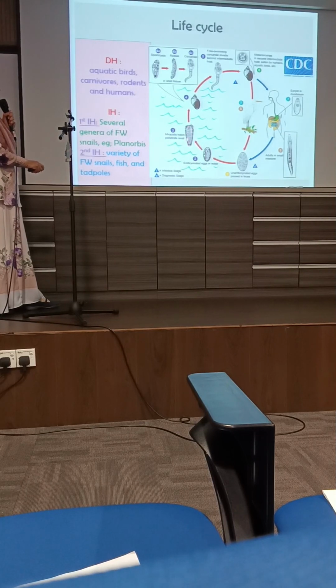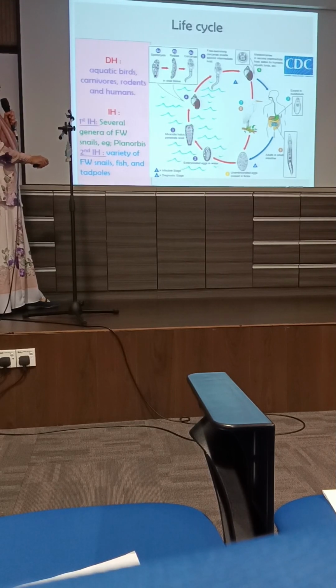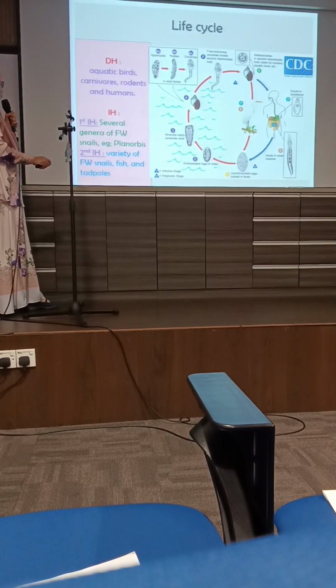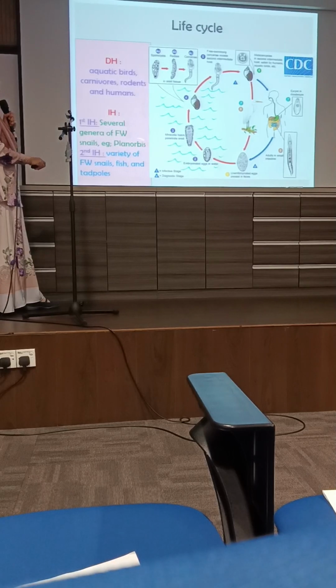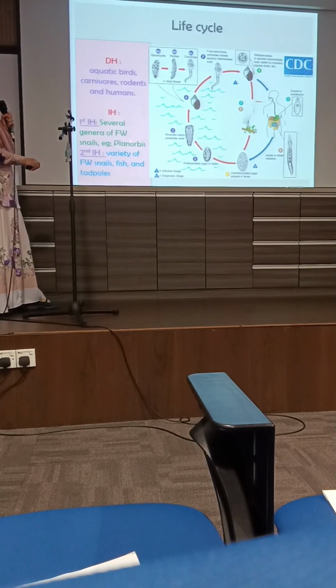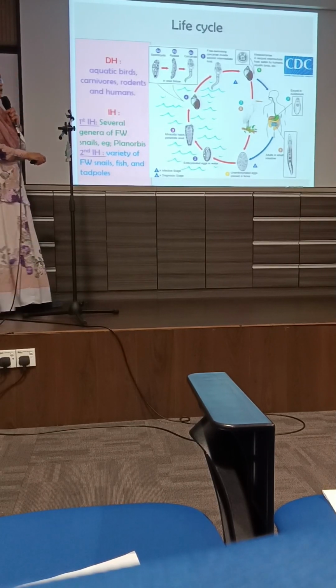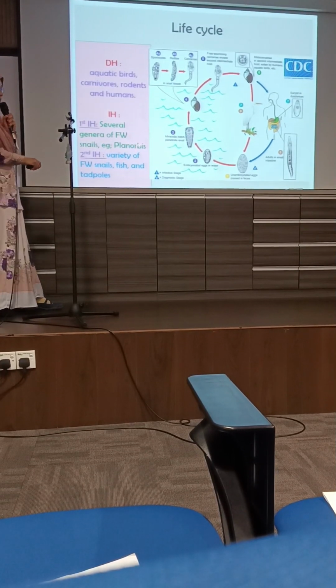Miracidia is a highly ciliated structure and it will swim in the aquatic freshwater environment and try to find the proper, suitable first intermediate host of the genus Planorbis. Planorbis ni genus yang sama dengan Fasciolopsis. Kalau Fasciola, limnea snail, main snail dia, species dia, genus dia.